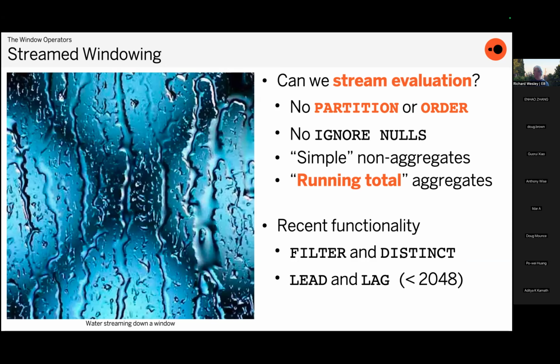And recently I've said, oh, we could put filter in there. You just don't aggregate that value. You can put distinct in there. We just keep a hash table. And then lead and lag is another good one. You just keep a little buffer as you're streaming. And we made it the size of one vector. But it turns out that almost every time someone does lead or lag, the value is 1. So this works really well.